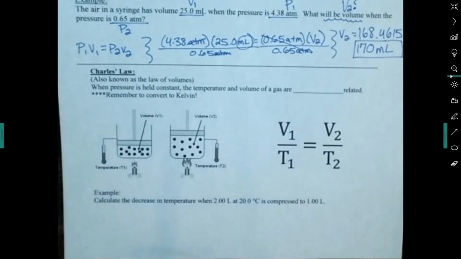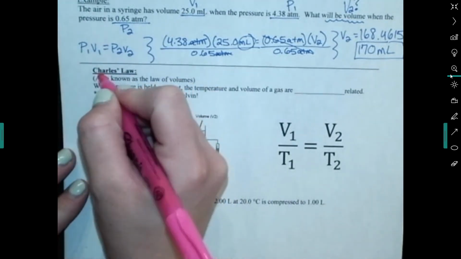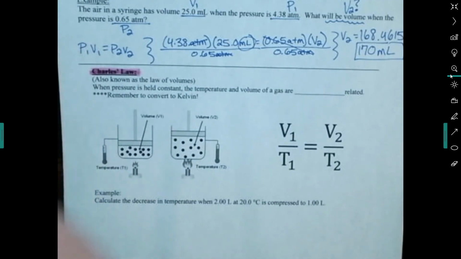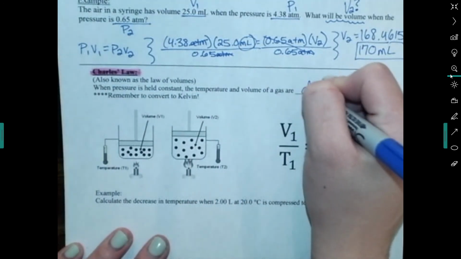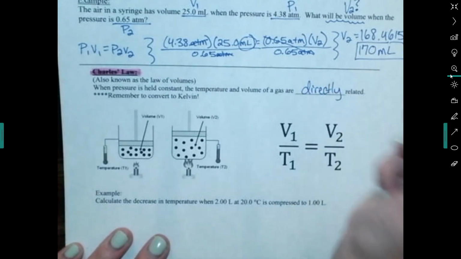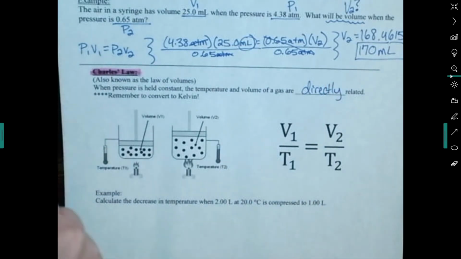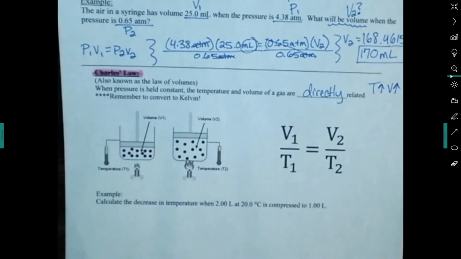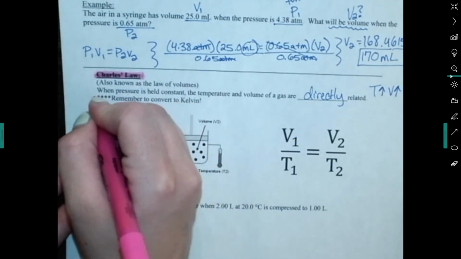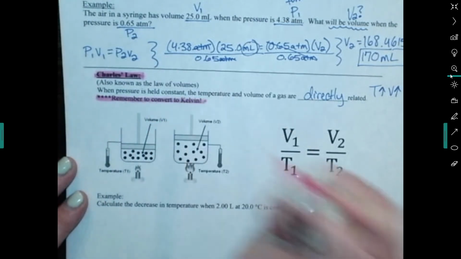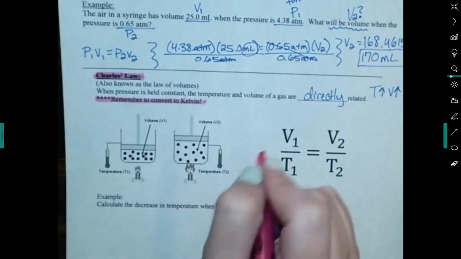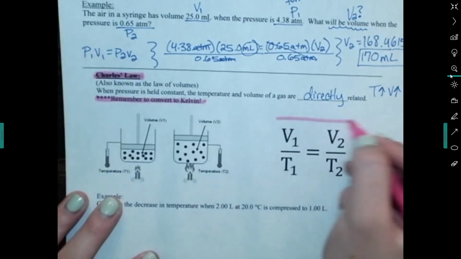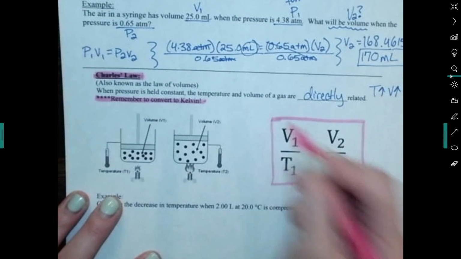Okay, so Charles' law, also known as the law of volumes. When pressure is held constant, the temperature and volume of a gas are directly related. We talked about that last lecture. So that means when temperature goes up, volume goes up. They're directly related. And remember, whenever we are plugging temperature into a gas law equation, it must be in Kelvin. Only Kelvin is allowed inside any gas law equation when we're dealing with temperature, okay?